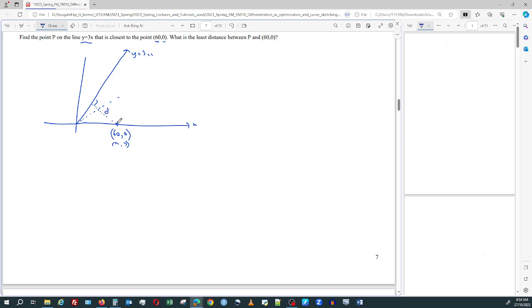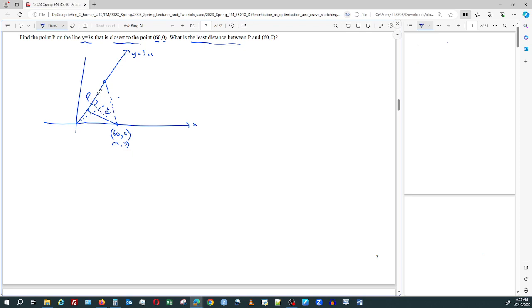Okay, and then we've got these other values. And the other values represent a distance from P, from this point P. Find the point P on the line that is closest to the 60. What is the least distance between P and 60? So that's the same question. Closest to the 60. So it wants to know that distance. So that distance there is P.